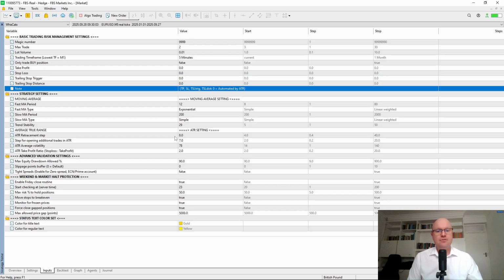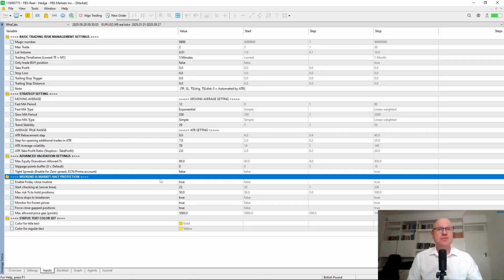Then for the moving average crossover settings, I'm using a fast moving average period of 12 on exponential and a slow moving average of 200 that is set to simple. It also has an additional trend stability filter, which makes sure that you stay on the right side of the trend. Then very important are the ATR settings, which is a volatility indicator that measures the distance and moves over the set period. For this, our volatility period is set at 78, however you can adjust with different periods to suit your specific trading style.